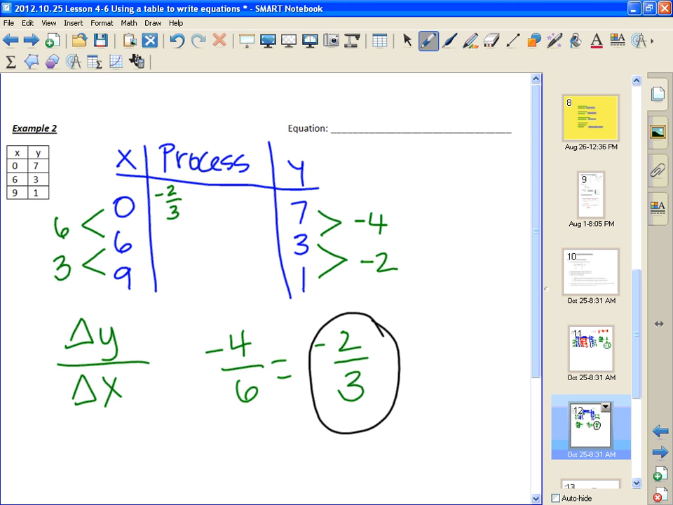The next thing I do after I put my rate of change is multiply it by the x value. Here the x value is 0, so I do negative 2/3 times 0. What is negative 2/3 times 0? 0, but I need the answer to be 7, so plus 7.